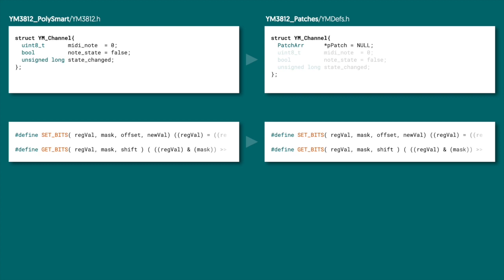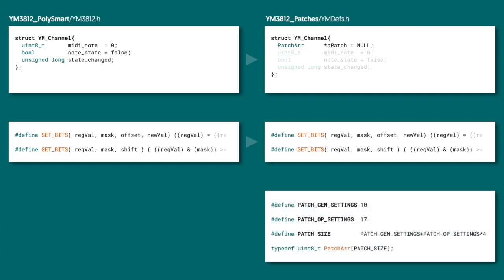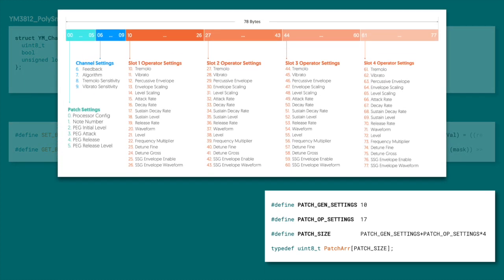Other things I've moved over into this new file include the setBits and getBits macros because they get used by everything. And then I've also added some new global settings that start to define the structure of the patch. Patch gen settings indicates the number of bytes at the start of the patch array that are non-operator specific, so basically the first 10 bytes. And then patch op settings indicates the number of bytes in the array associated with a single operator. The total patch size ends up being the number of general settings plus the number of operator settings times 4, because there's 4 operators. And then we use patch size to define our patch array data structure.